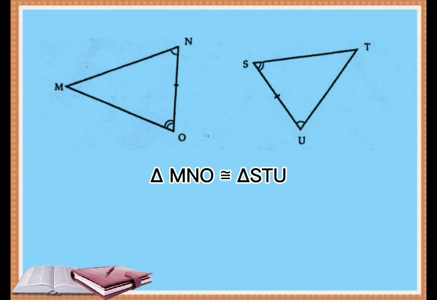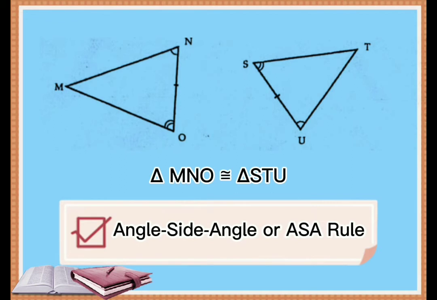Triangle MNO is congruent to triangle STU since angle N is congruent to angle U and angle O is congruent to angle S and side NO is congruent to side SU. These triangles are proven by the angle-side-angle rule.